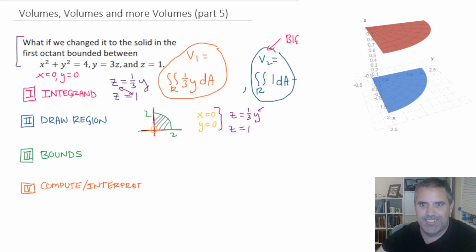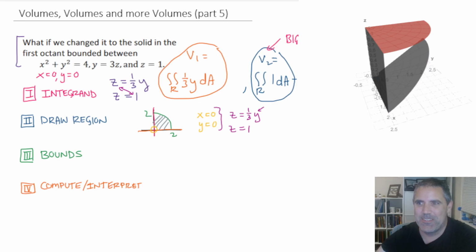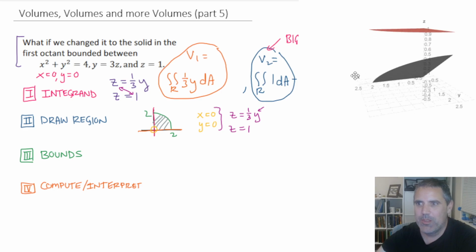Oops. I'm using a different system than I usually use here. These are just different sides of it. I keep clicking the wrong ones. There it is. Okay, there we go. So I'm doing the volume between those two.